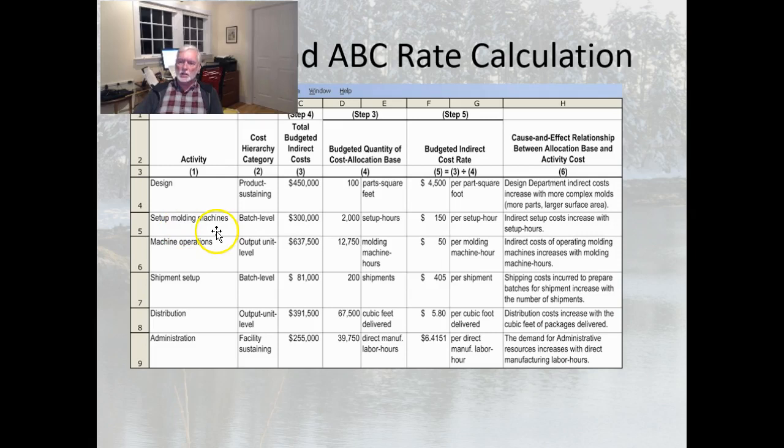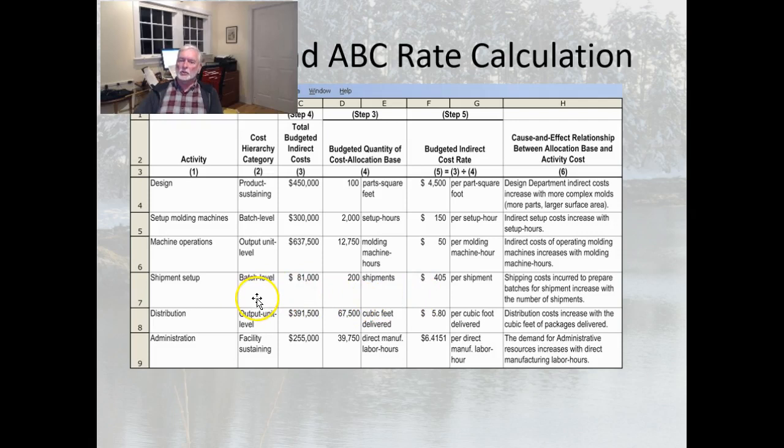Then setup molding machines, indirect costs increase with setup hours. So we're going to use setup hours as our cost driver. And our setup cost is $150 per setup hour to divide up the $300,000 of indirect costs for setup. Machine operations, we have $638,000 spent on machine operations, and we can allocate these based on the number of machine hours used by each product, and it's $50 per machine hour.